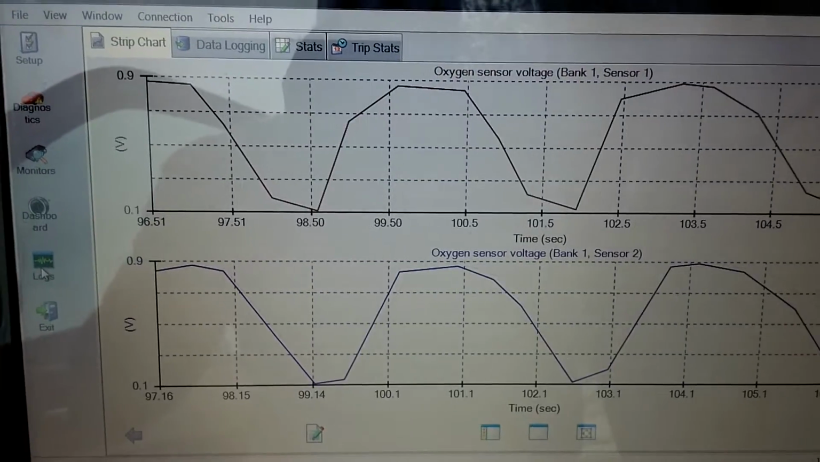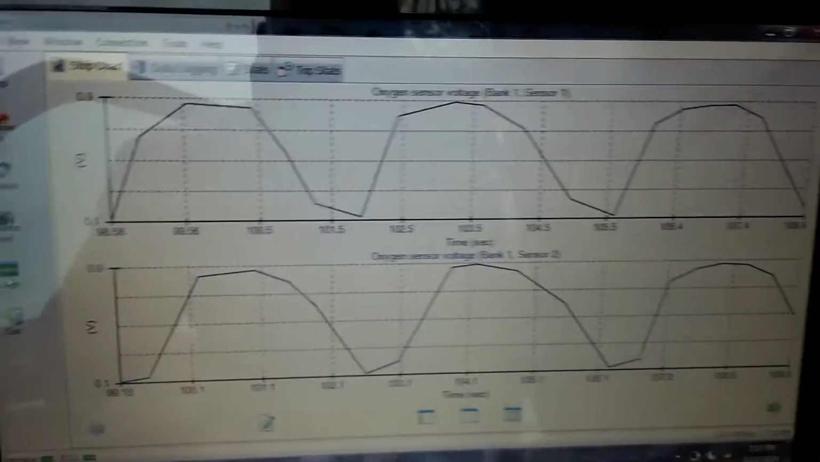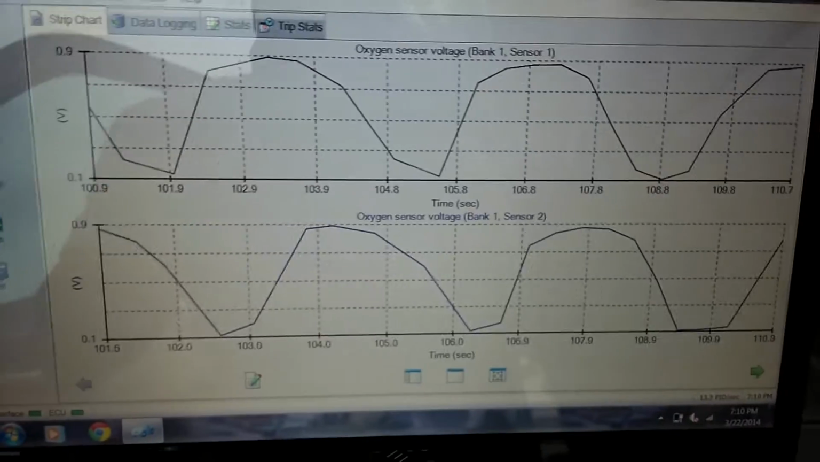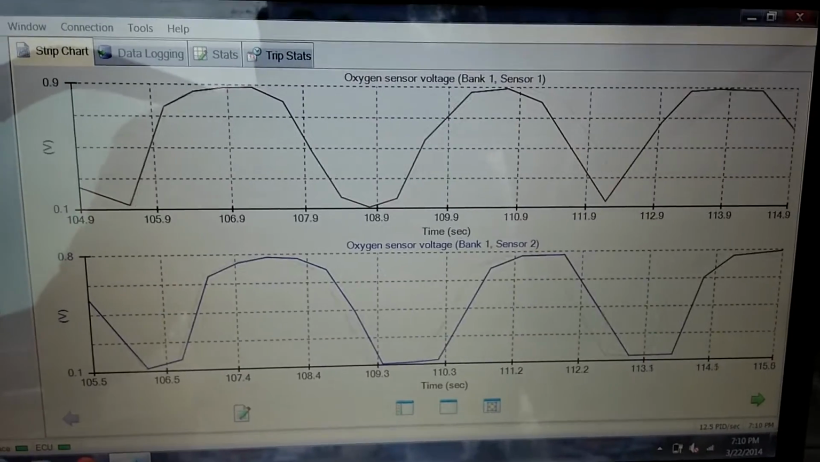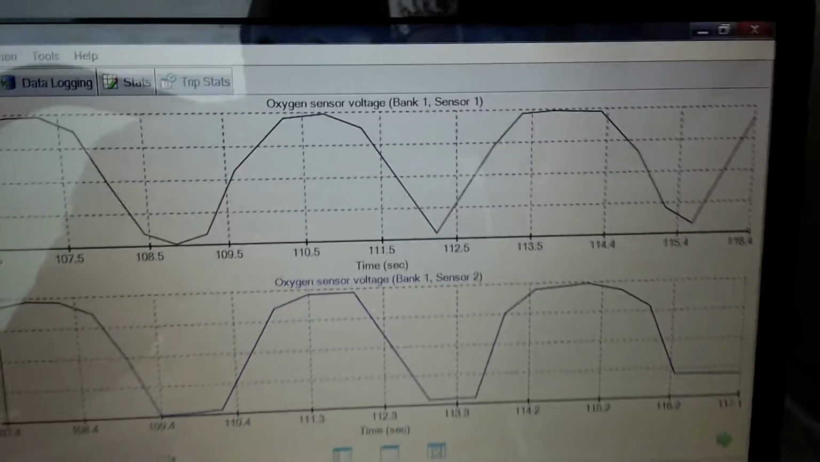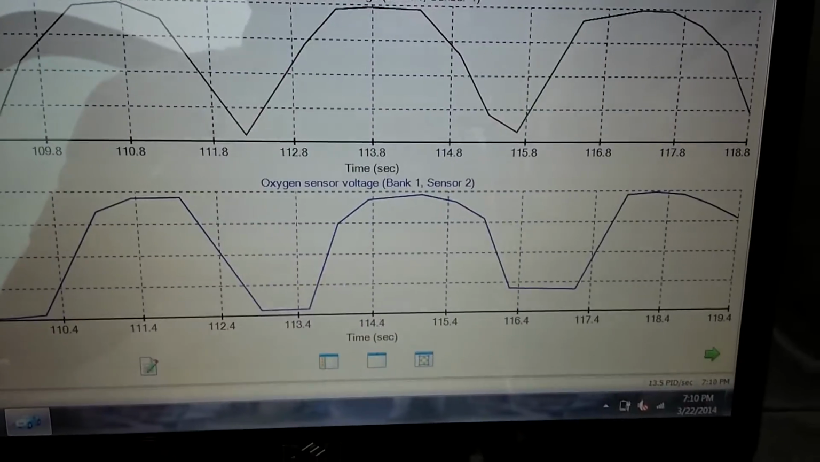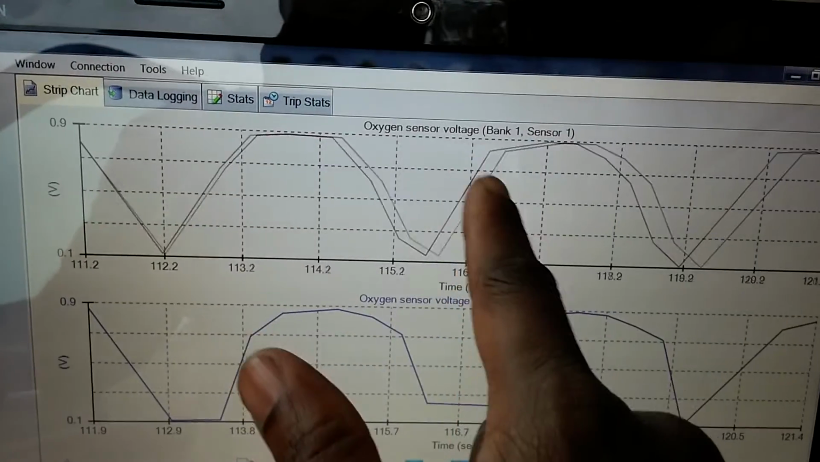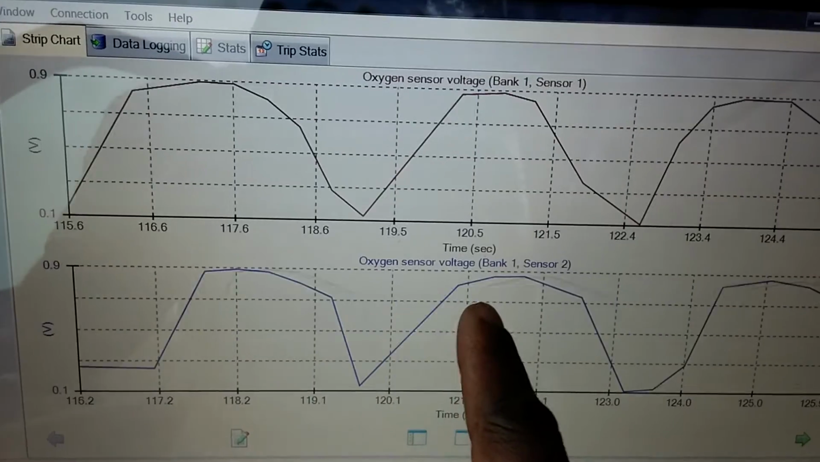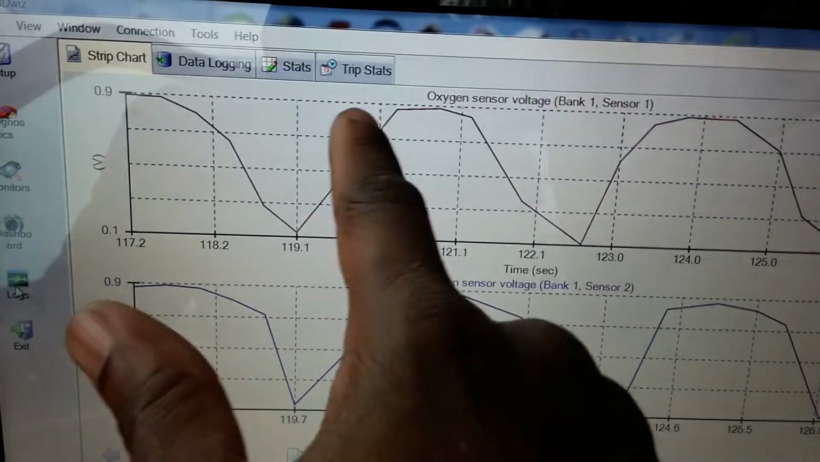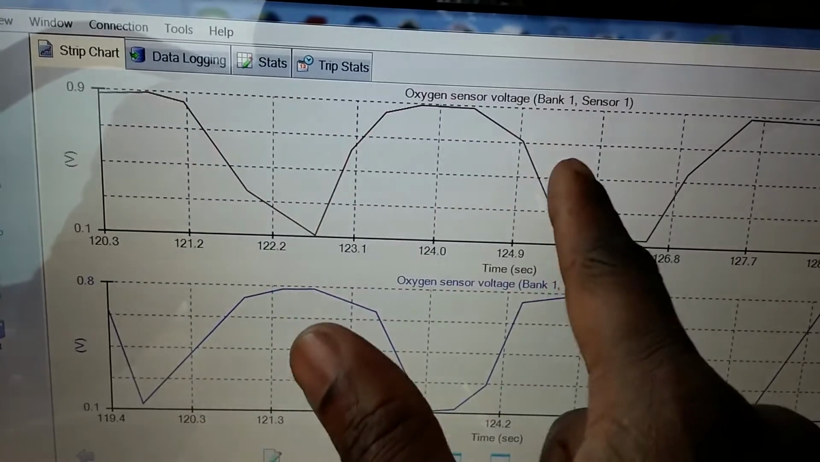I have four oxygen sensors, two on each side of the catalytic converters. And this graph is my oxygen sensors for bank one, sensor one, and bank one, sensor two. So this is the oxygen sensor before the catalytic converter, and this is the oxygen sensor after the catalytic converter. Now this waveform should be just like this.